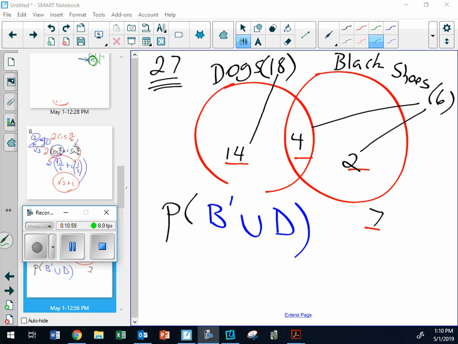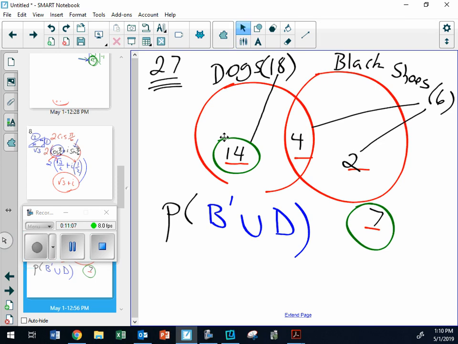All right, so here's what you do. You find what's not B, what's not black shoes. Not in that. And I like to think of it as I just send out invites to those guys. They got invited to the party. Those are the not B's. Okay, next, I'm going to go invite my D's. Here are the ones that are the dog people.